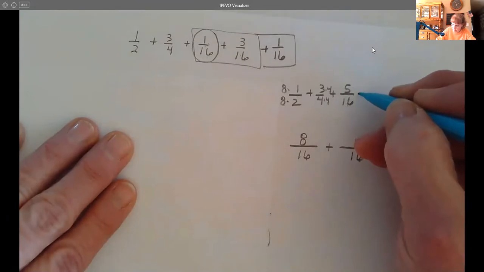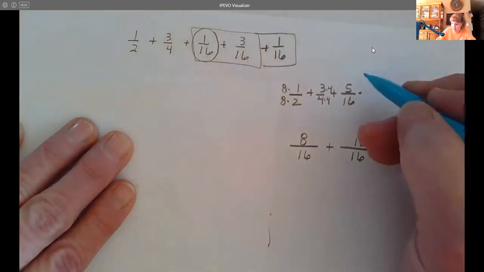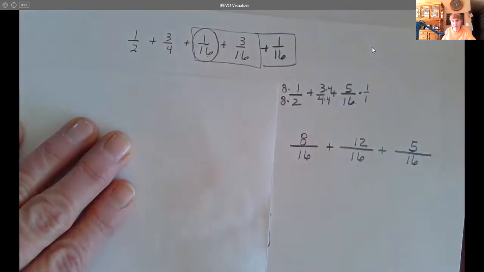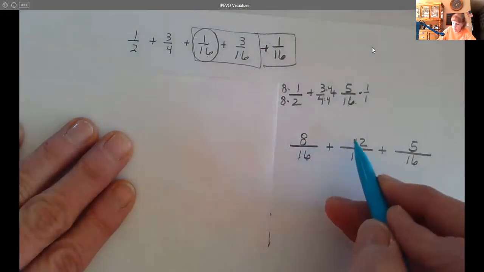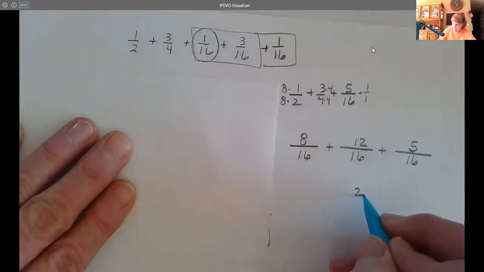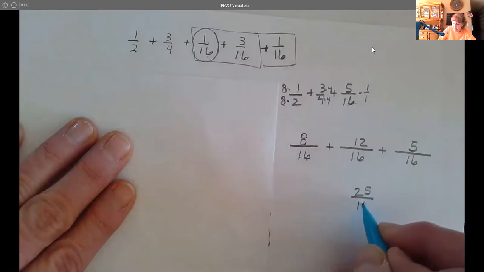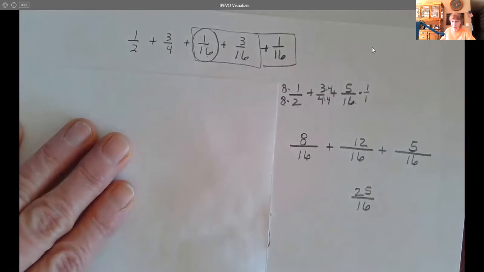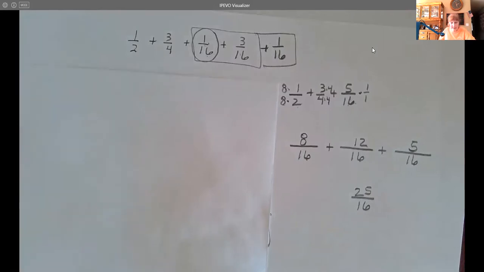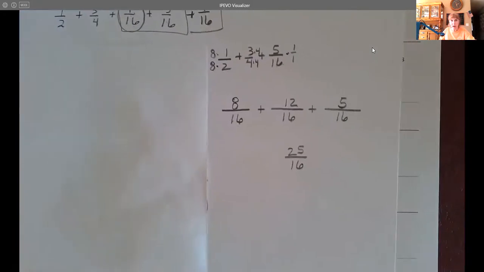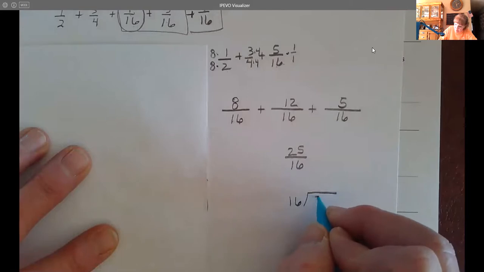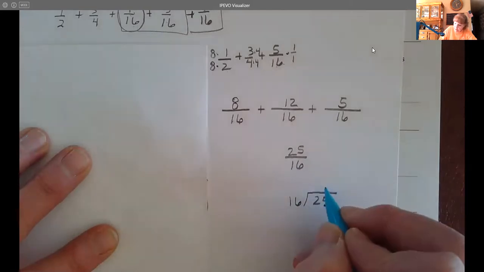Then for the one that's already over 16, I just multiply by 1. So I will add the numerators together. So I've come up with 25/16. Well, they want a mixed numeral, so we'll change our 25/16 into a mixed numeral. So 16 into 25 goes once.